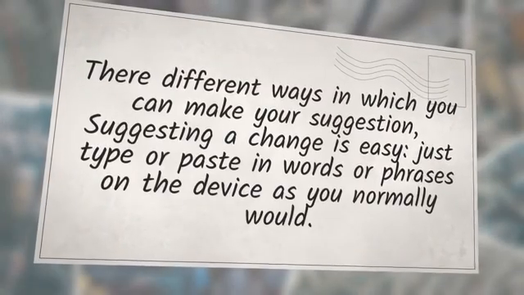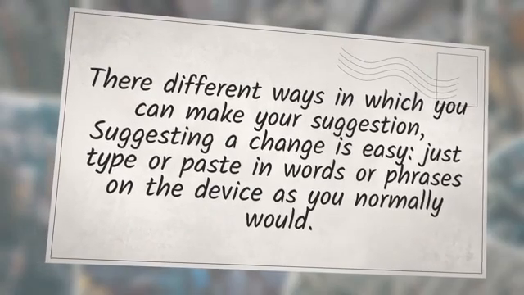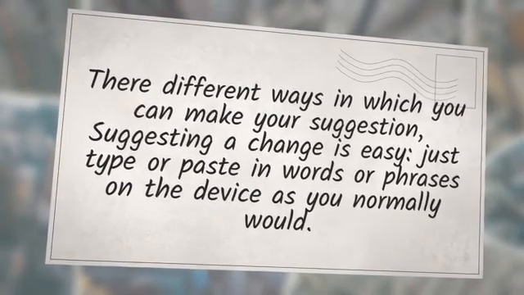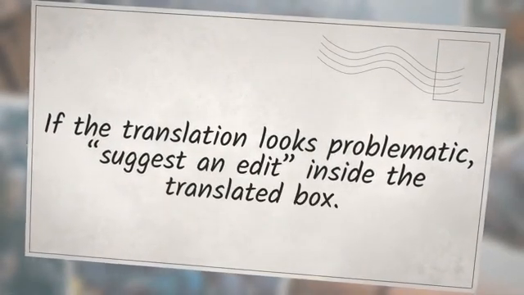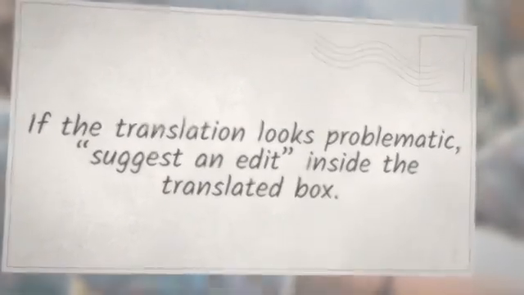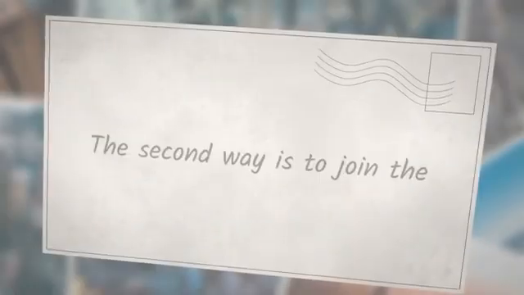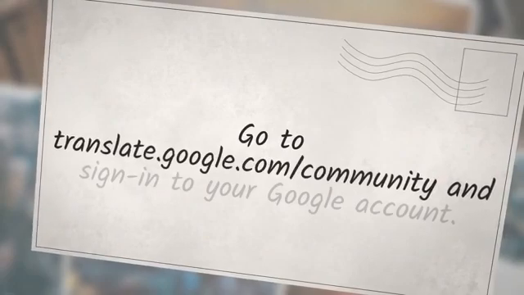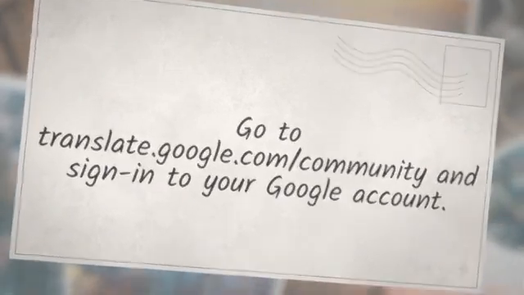There are different ways in which you can make your suggestion. Suggesting a change is easy, just type or paste in words or phrases on the device, as you normally would. If the translation looks problematic, suggest an edit inside the translated box. The second way is to join the Translate community. Go to translate.google.com/community and sign into your Google account.